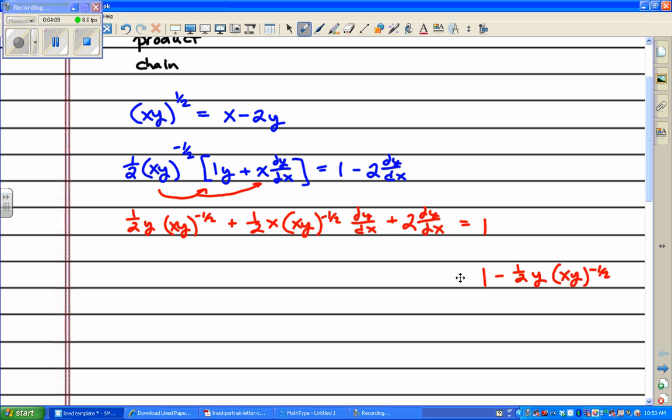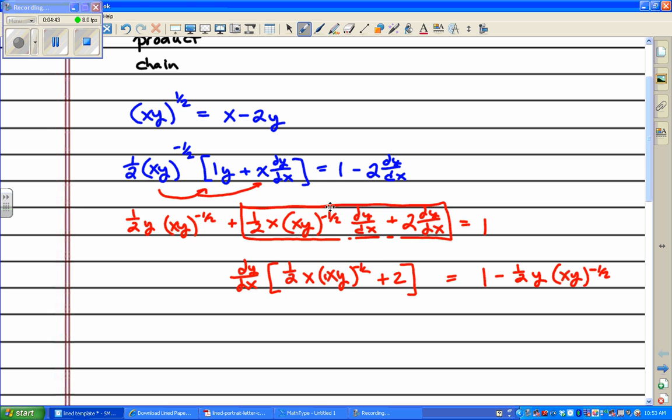Okay, and then on the left hand side, we've got basically this stuff right here left over. So I'm going to factor out the dy/dx at one time. So dy/dx here, and then that's going to leave me with the 1/2 x times xy to negative 1/2 plus 2.